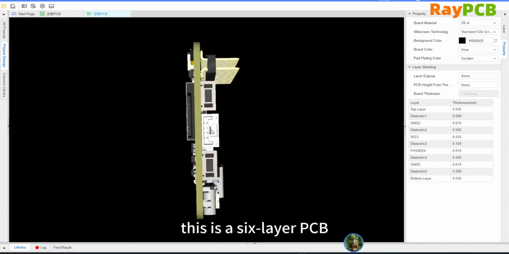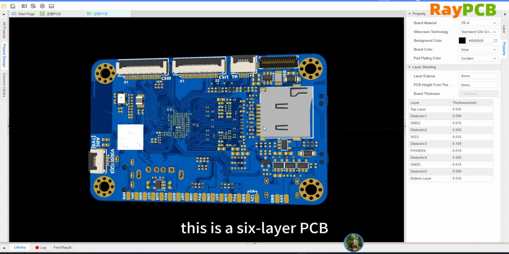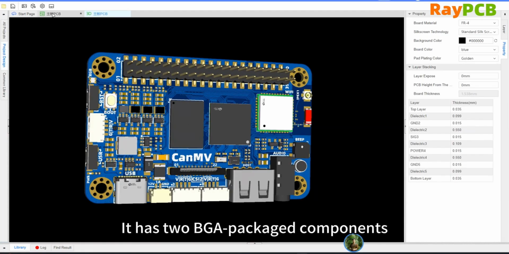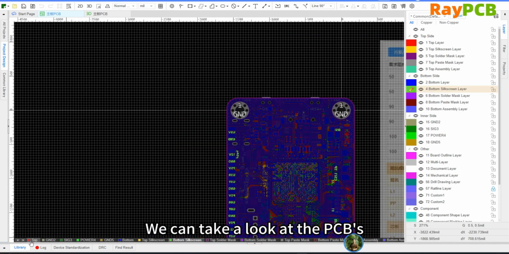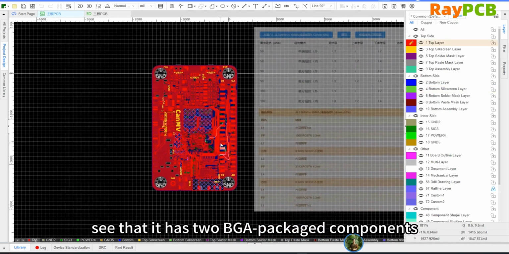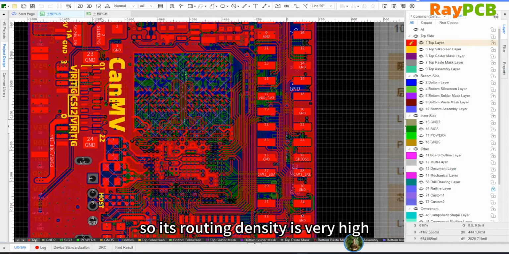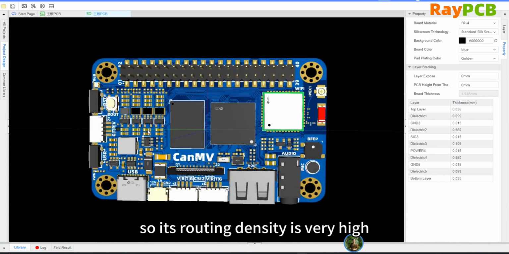This PCB here is a 6-layer board, and as you can see, its density is very high. It has two components with BGA packaging, which means its component density is extremely high.